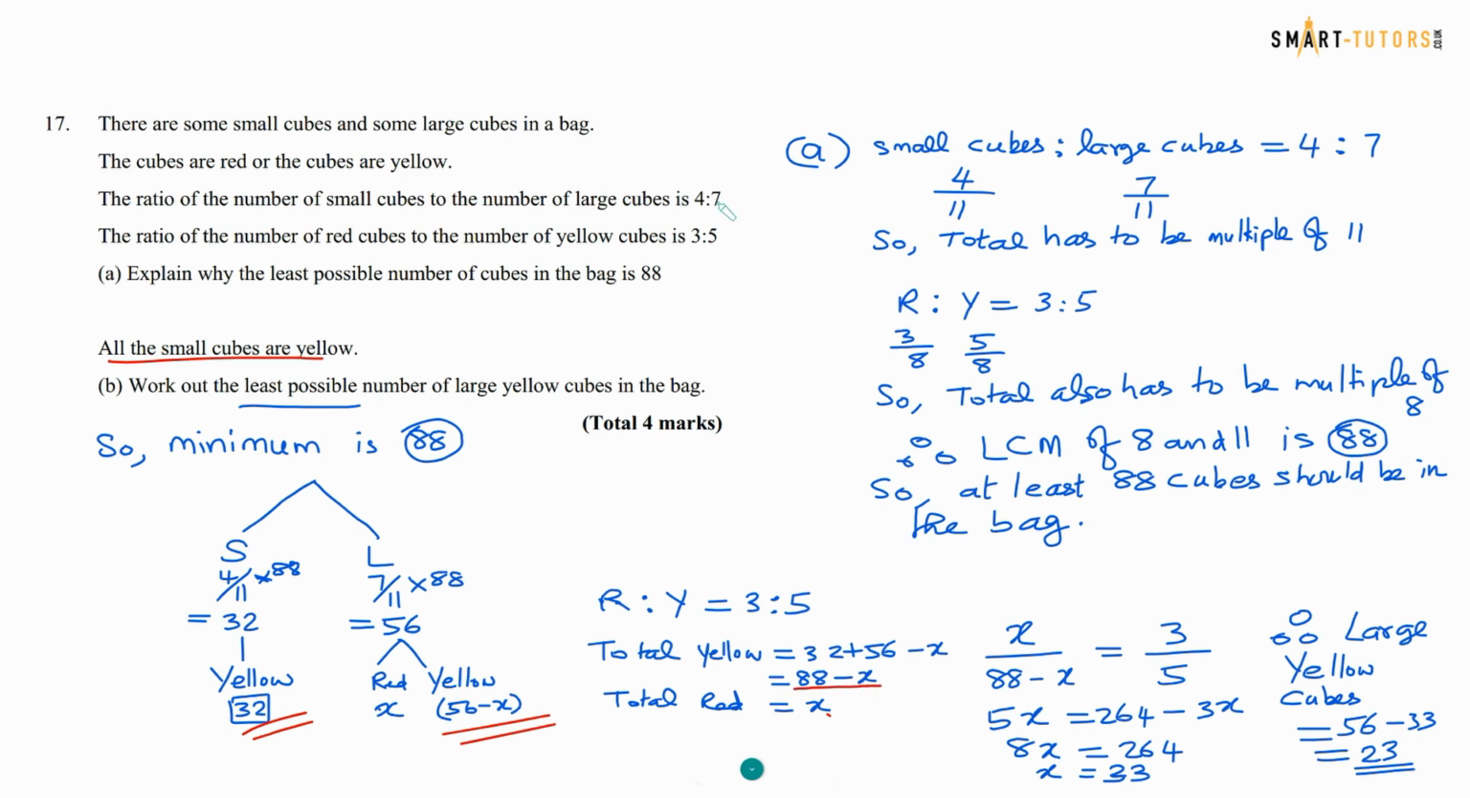Then you do the ratio. Red to yellow is x over 88 minus x equals 3 over 5. Cross multiply and you get x equals 33, which means red is 33. You need to find the large yellow cubes. Large yellow cubes is 56 minus 33, which is 23. That is the answer.